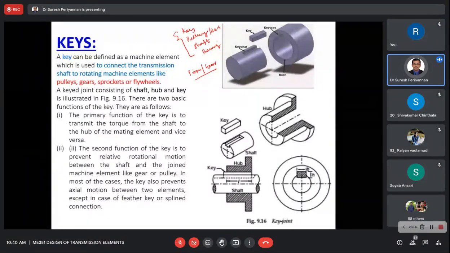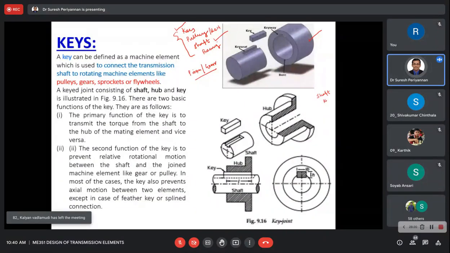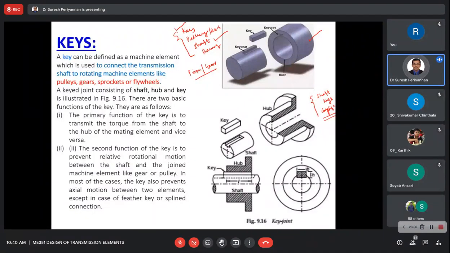In this chapter, we are going to discuss the keys, we are going to discuss the shaft, and we are going to discuss the coupling components. Later, we are going to discuss the different types of couplings. That's why in the first chapter we are giving more importance to the shaft, the keys and couplings. In later chapters we are going to discuss the bearings and the gears.